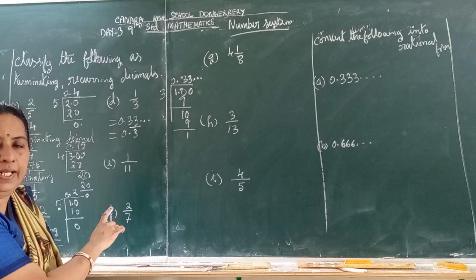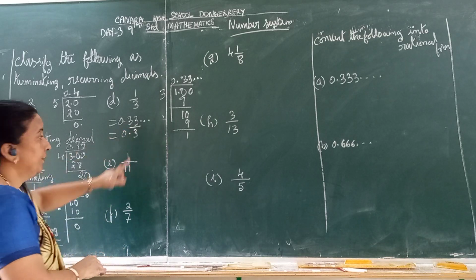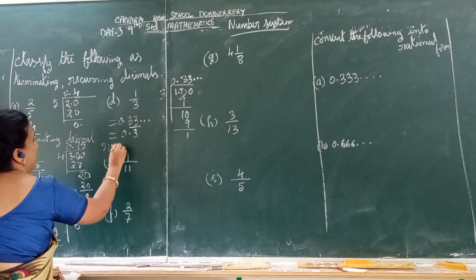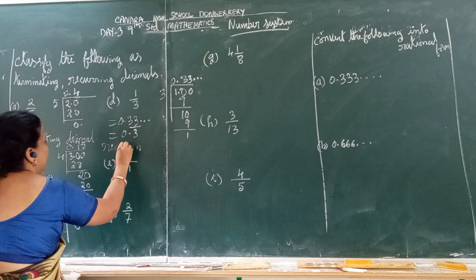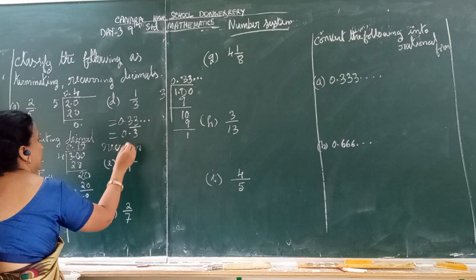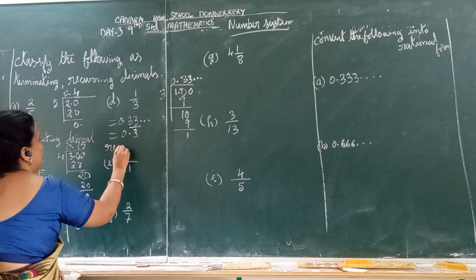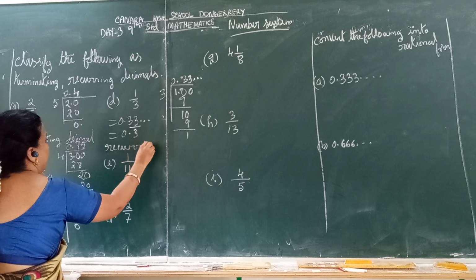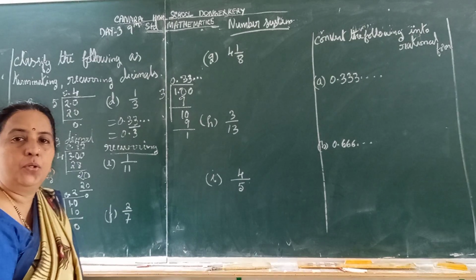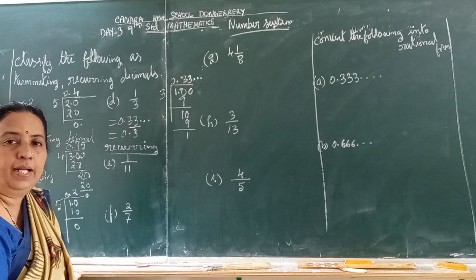One digit is repeating, so write one slanting line over it. Now it is repeating, so it is recurring. Recurring, R-E-C-U-R-R-I-N-G. Recurring means repeating. Recurring decimal.